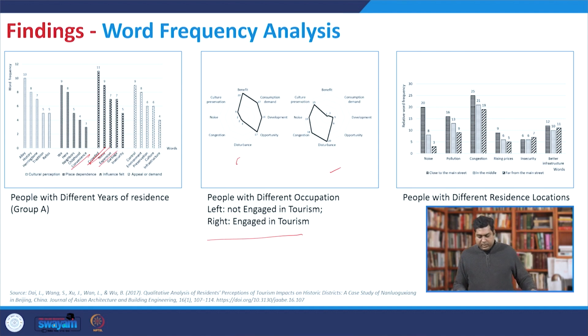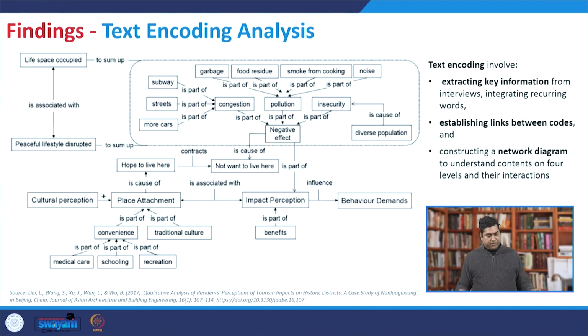Now, people with different residence locations have given different values to it. In this case, the relative word frequency shows that one concern is noise. Here it was asked whether they live close to the main street, in the middle, or far away from the main street. You can see there is a drastic change in noise, because whenever you are close to the source of the noise, you will be impacted in a maximum way.